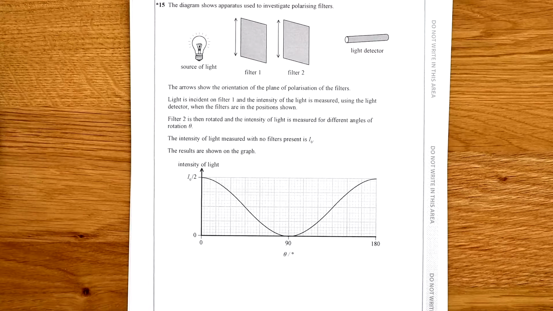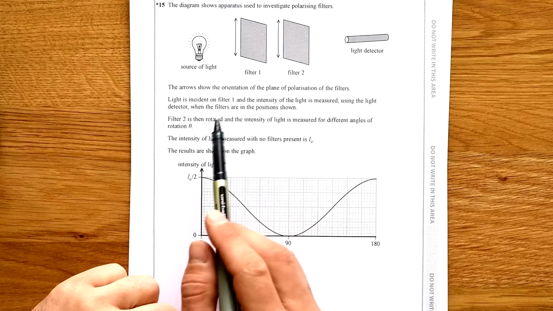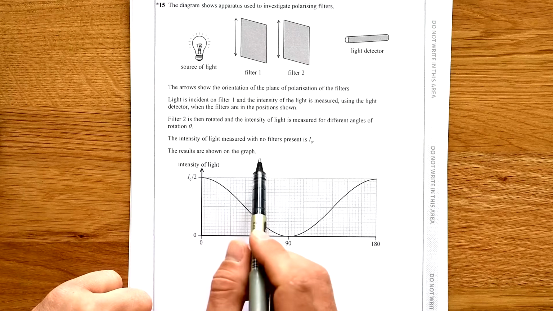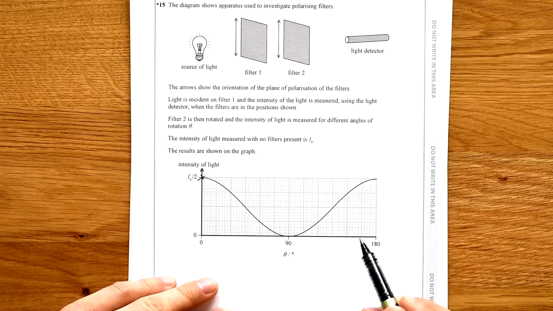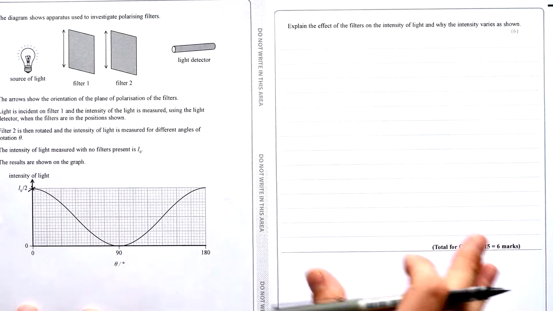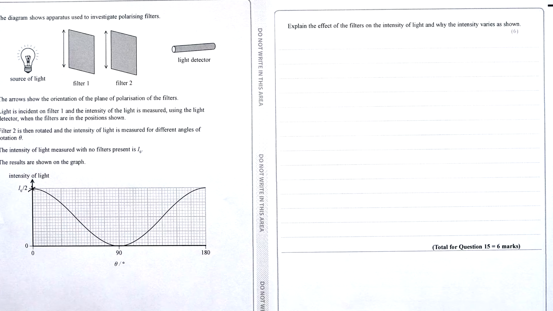Question 15. The diagram shows apparatus used to investigate polarizing filters. The intensity of light measured with no filters present is I0. So not surprised that even when the filters are parallel to each other, we only get half the intensity, because half the light is being blocked. Okay, explain the effect of the filters on the intensity of light and why the intensity varies as shown.